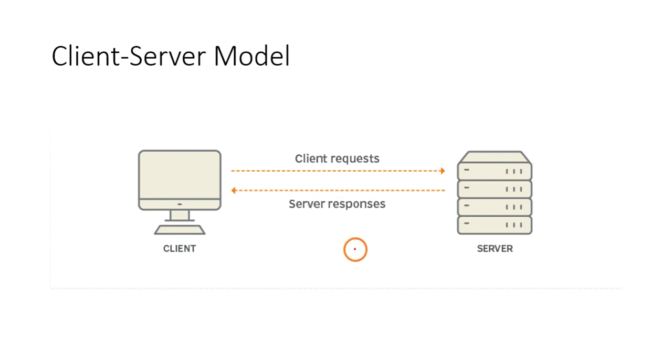Okay, so I'm repeating again. In the client server model, there are two entities. One is the client, another one is the server. So what is the responsibility of a client? The client will send requests. Whatever the client wants, it will send a request to the server. The server will take the request, process the request, and then send back a response to the client.